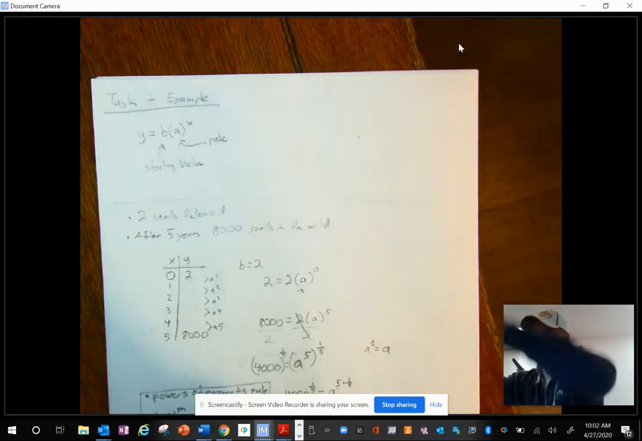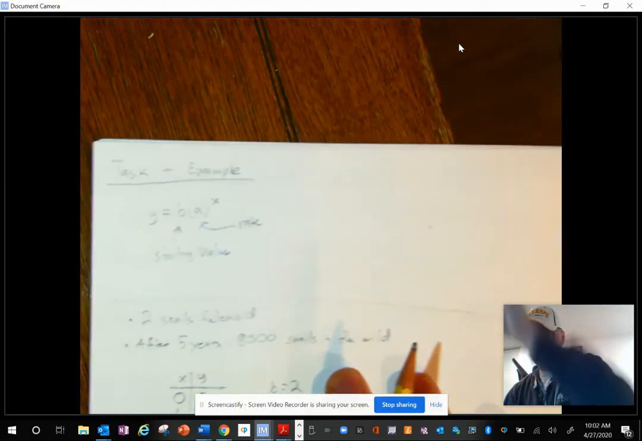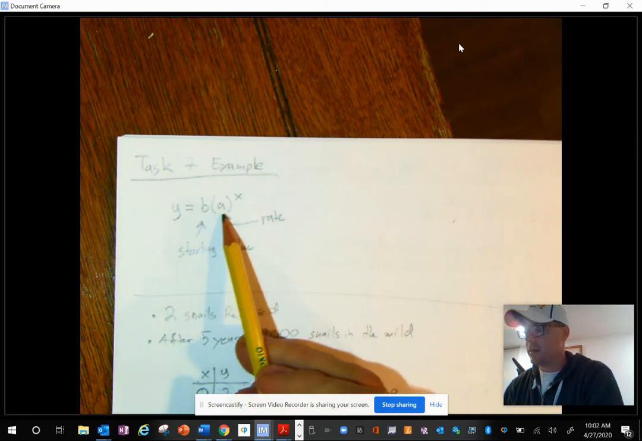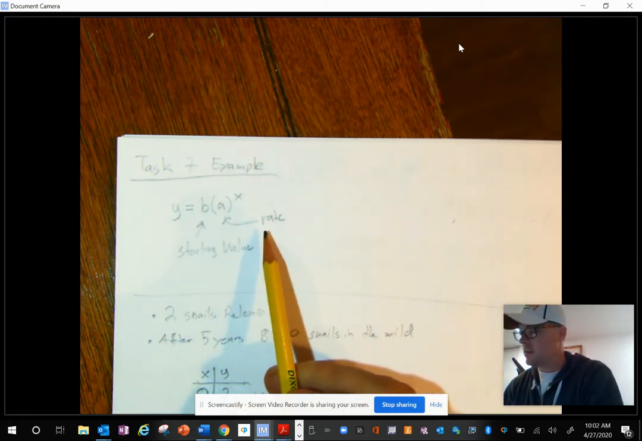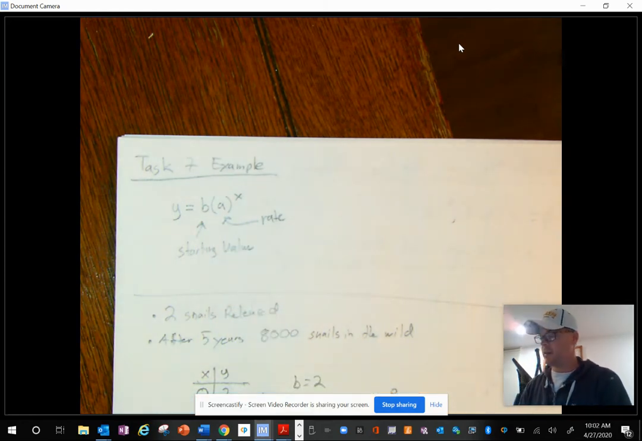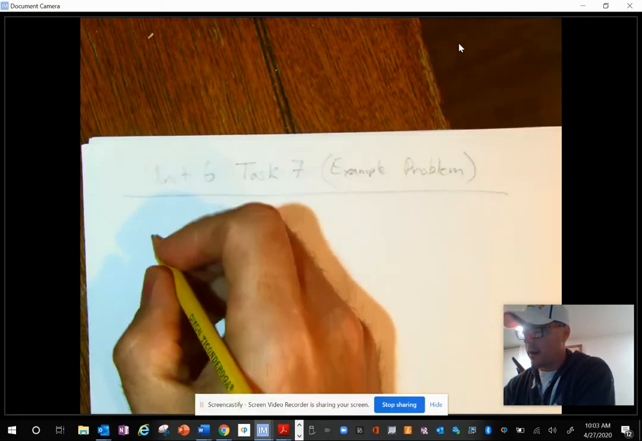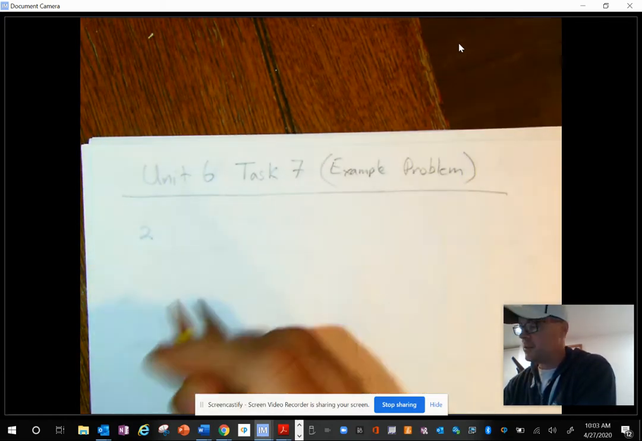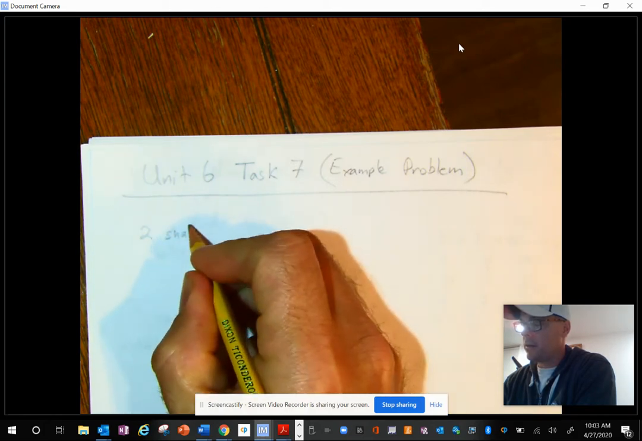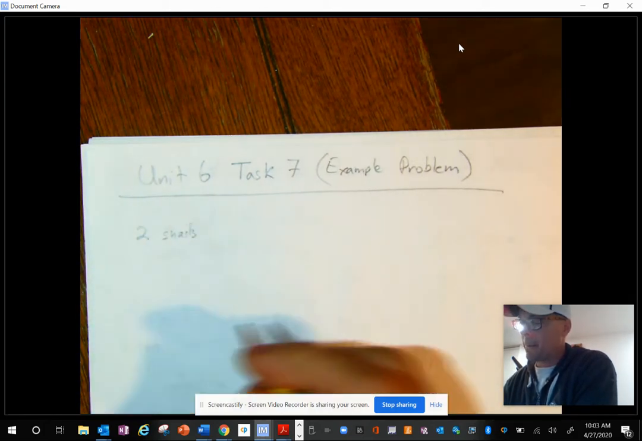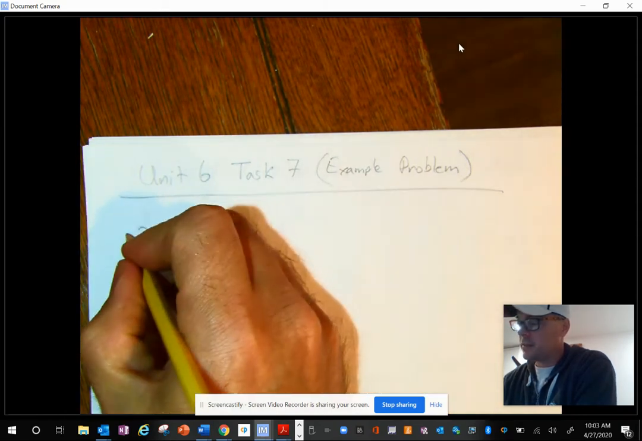We took our basic exponential equation, y equals b times a to the x, where b is the starting value and a is the rate of change. In this case, I just changed the numbers a little bit, so I'm not doing the exact same problem that you are doing. What I did is I said, we're going to start with two African snails, and they are going to be released into the wild.